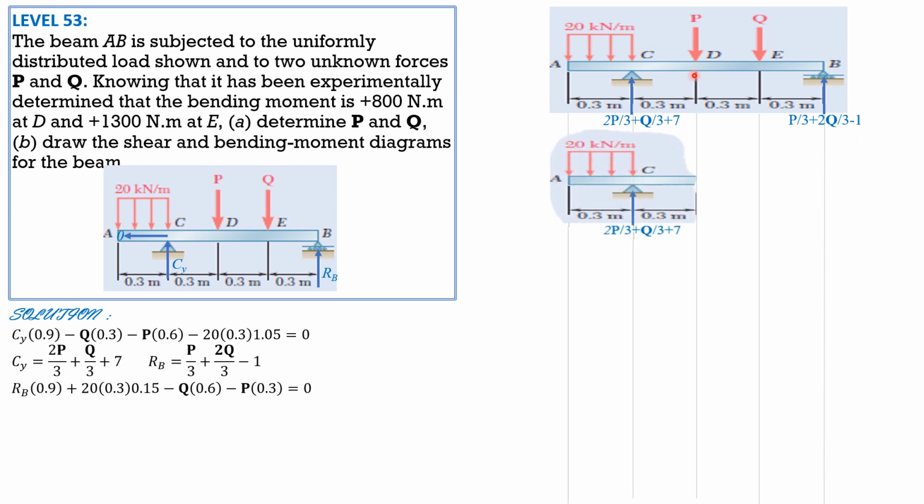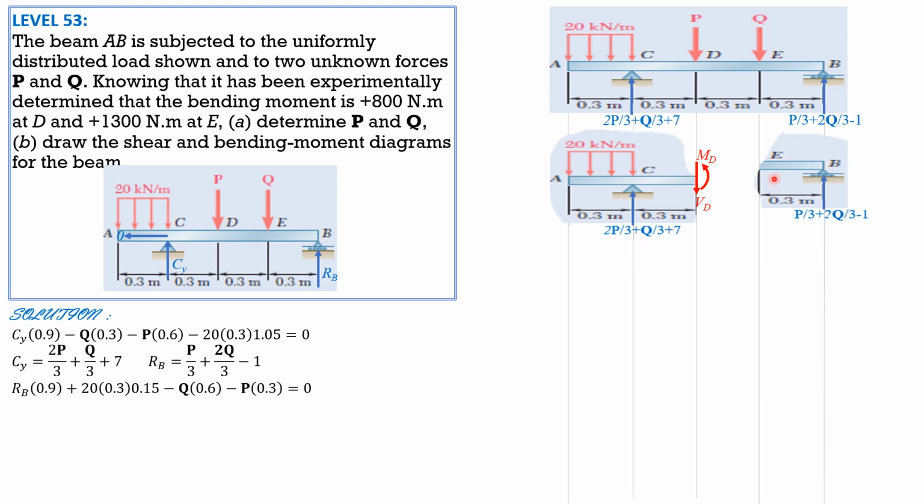And this is the free body diagram up to D. The positive moment is counterclockwise and it has a value of 0.8 kilonewton meter. So summation moment about this section equals 0, so MD equals quantity.